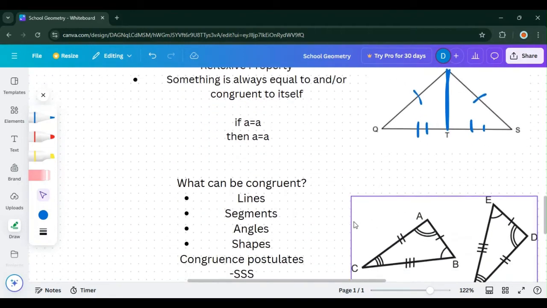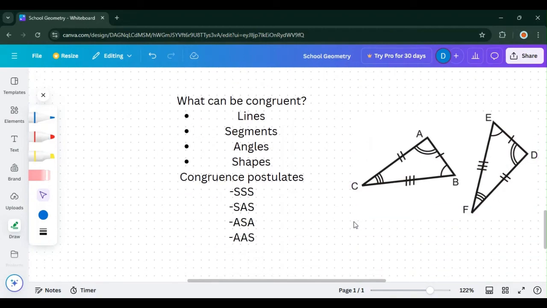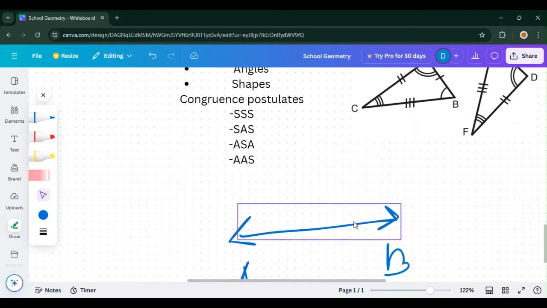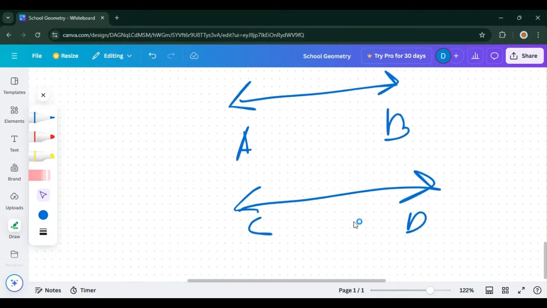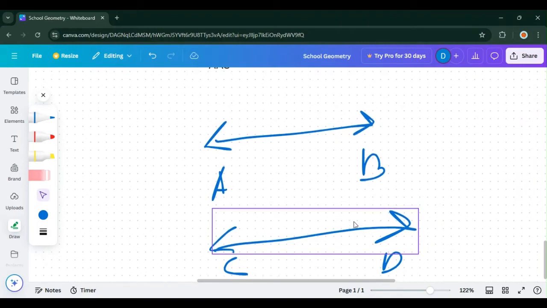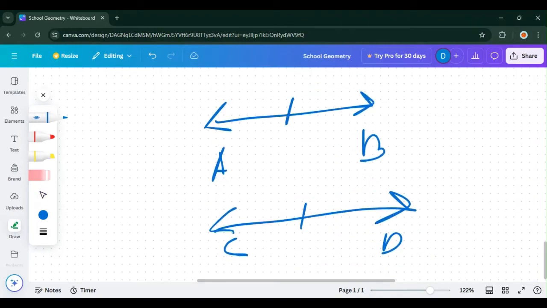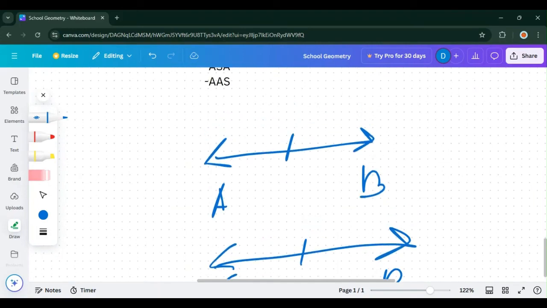Okay, now we're going to move on to our final topic for today. And what can be congruent, what you might be asking. Okay, so lines, segments, angles, and shapes can all be congruent. And as you see here, for lines, we have line AB and line CD. They can be congruent. And the congruency symbol is just that. Just a small line through it, symbolizing that both of the lines are congruent.